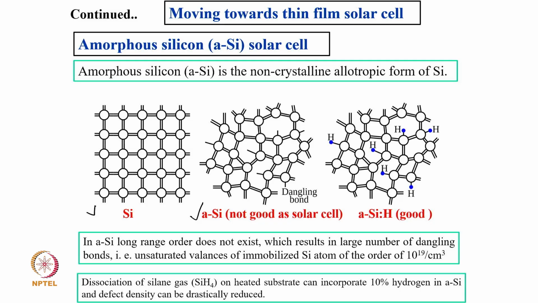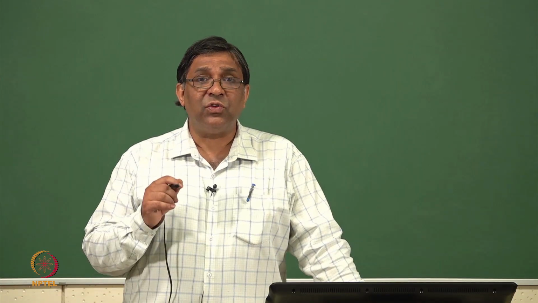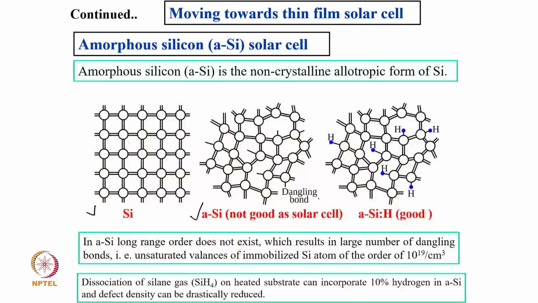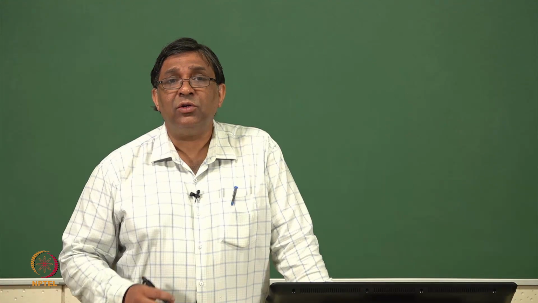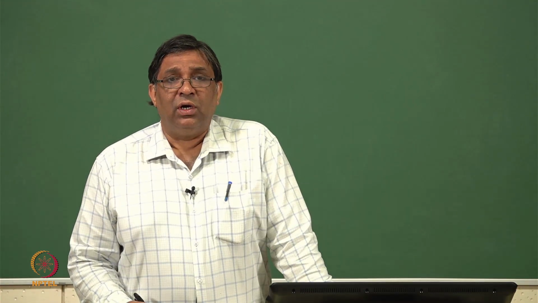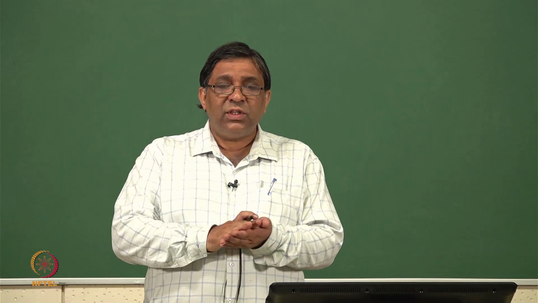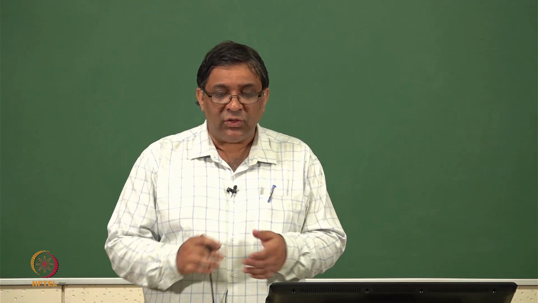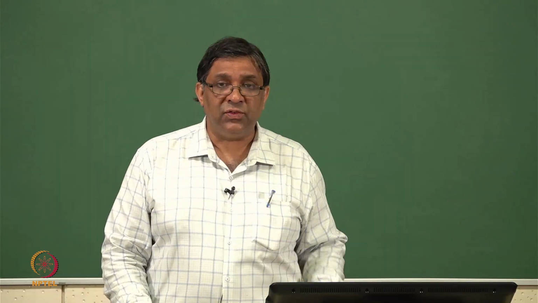Dangling bonds are very nasty in that sense that they actually create a lot of recombination centers. And therefore I mentioned that it is not good as a solar cell. Because you have a huge number of recombination centers, amorphous silicon cannot be directly used as a solar cell, although you reduce the thickness. So people were thinking what to do about this.